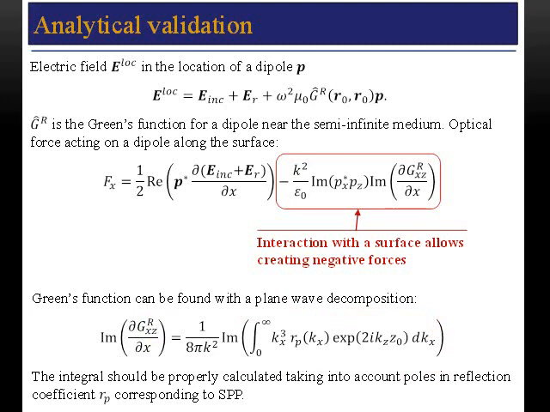The optical force acting on a dipole can be found using the standard expression. The first term corresponds to ordinary radiation pressure created by the incident and reflected waves. This term is always positive. The second term corresponds to the interaction of the particle with the substrate. This term can become negative in certain cases. In particular, this term can overcome the radiation pressure near the plasmonic resonance.